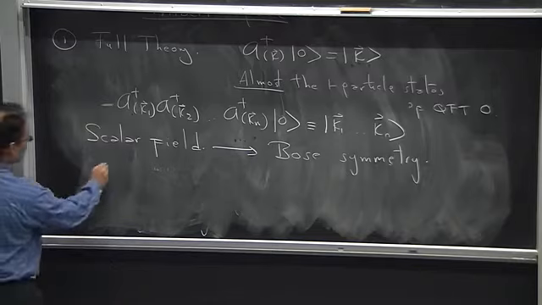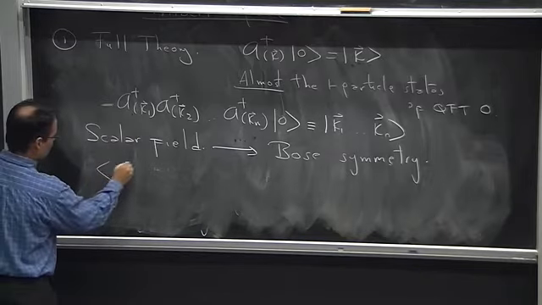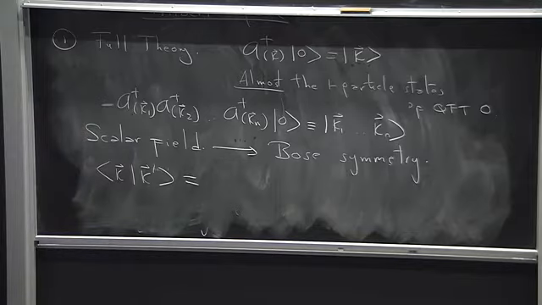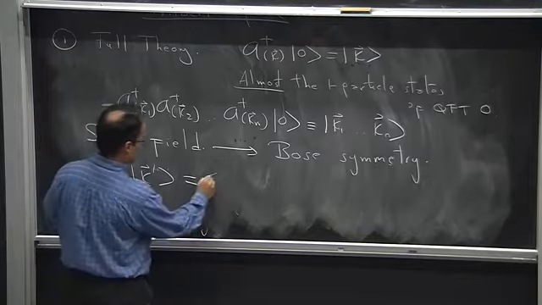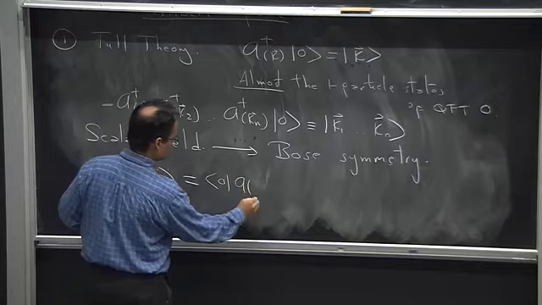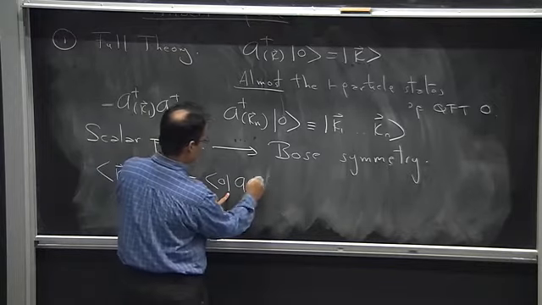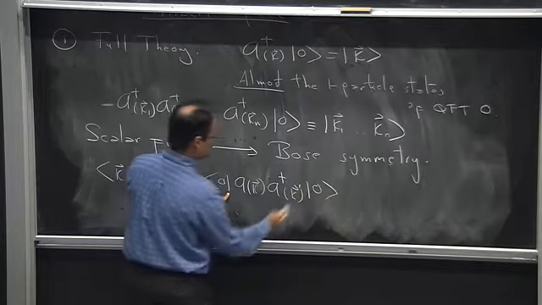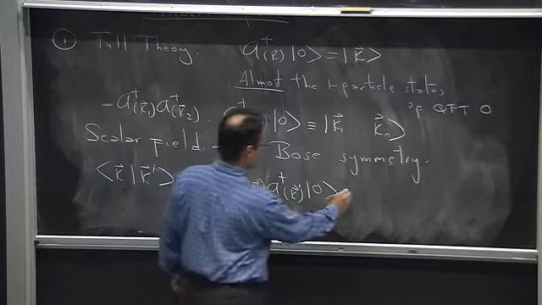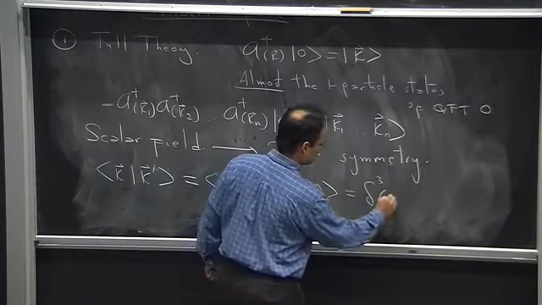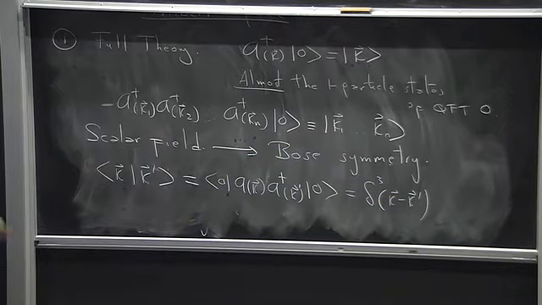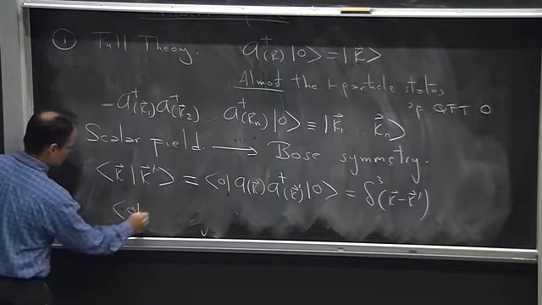How about the normalization of these states? If we have <k|k'>, what do we get? This is nothing but the vacuum with a_k a-dagger_k' acting on the vacuum, and this gives us delta^3(k minus k'). We're assuming that the vacuum is normalized.